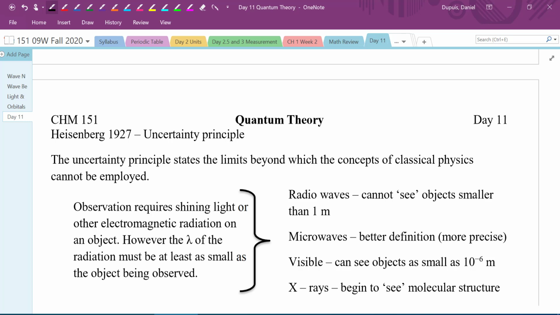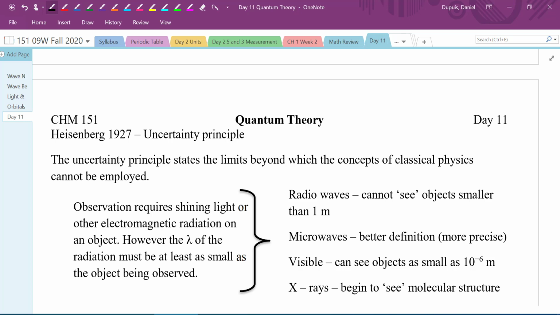With visible light, we can see objects as small as micrometers, which is why with microscopes, we might not be able to see with the naked eye, but we can see things under microscopes pretty well. X-rays, we begin to see molecular structure, right? Because the wavelength must be as small as the object we're observing.